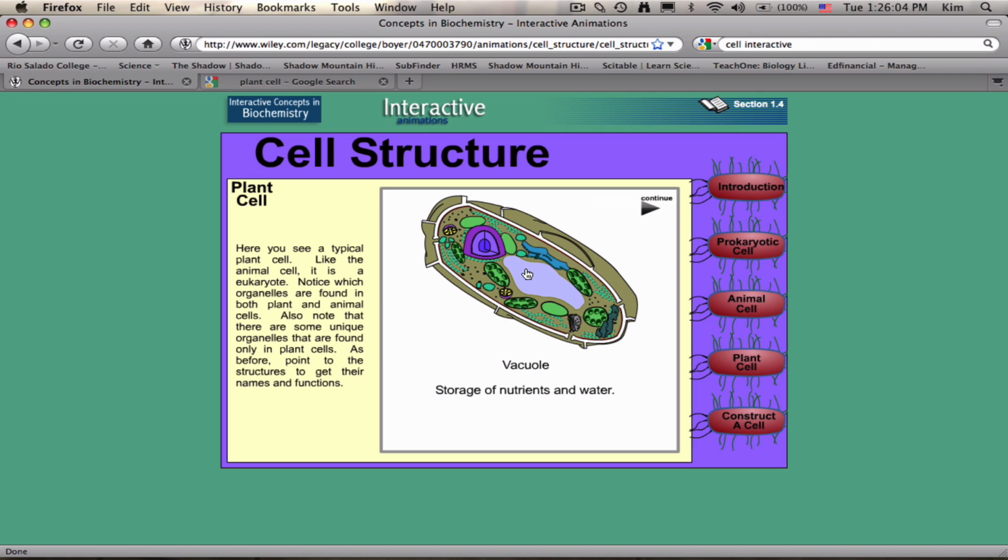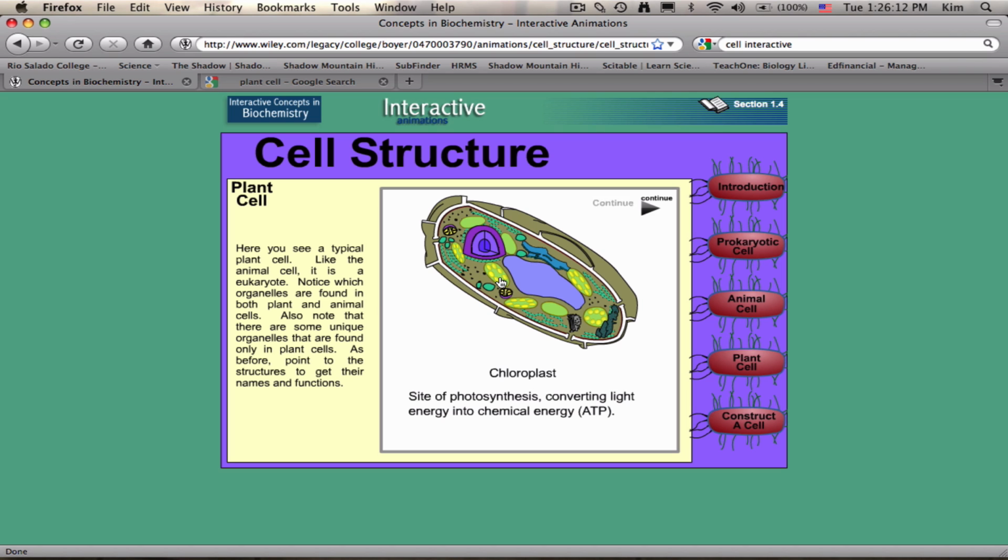So in the plant cell, we see three things that we don't see in animal cells. We see a cell wall, we see a vacuole, and we see chloroplasts.